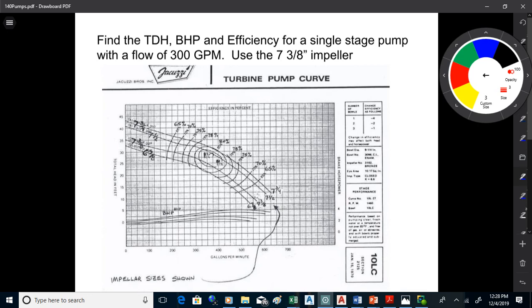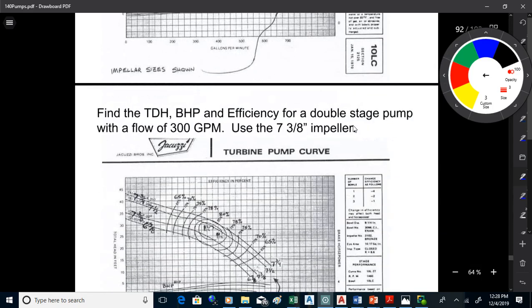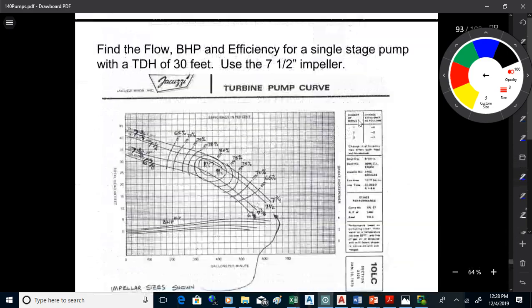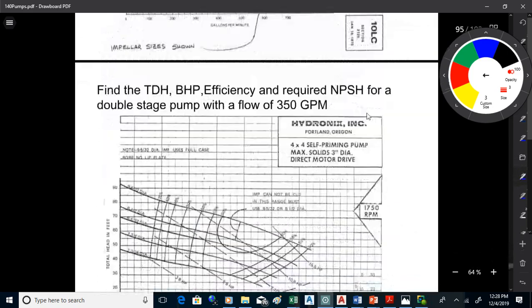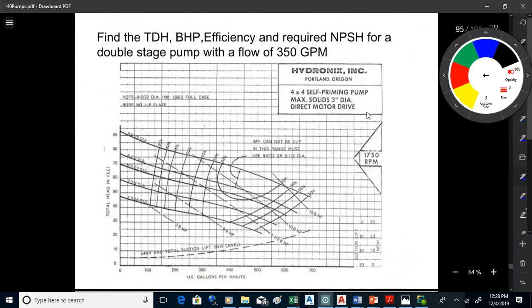Why don't we start off at the next pump? I'm sorry about this. I just want to match what you've got. So let's start with what's called the hydronics pump. It's this one, 7 3/4 impeller. This one has 5 different impellers. It's on the next page after the jacuzzi pump. So what page is this? 153? Yeah, 153. Okay, let's start with this.